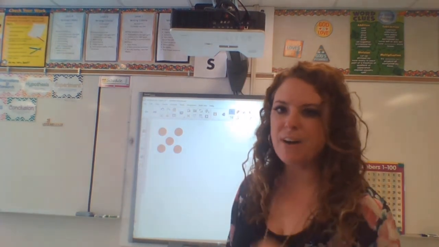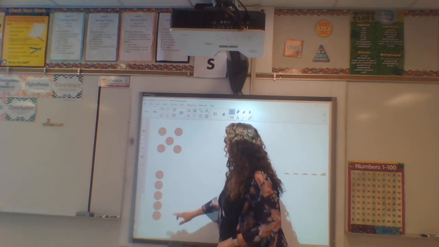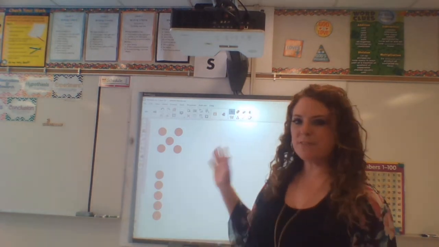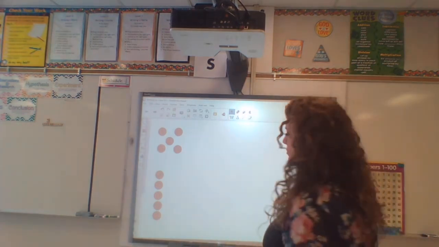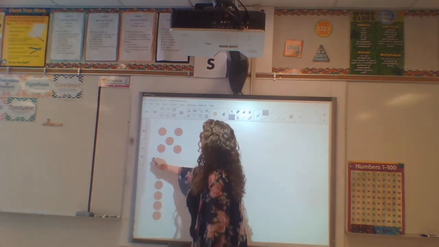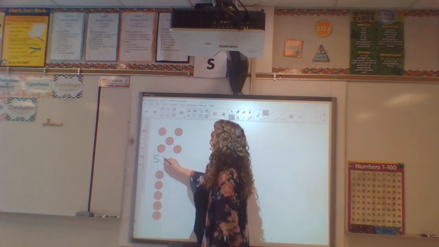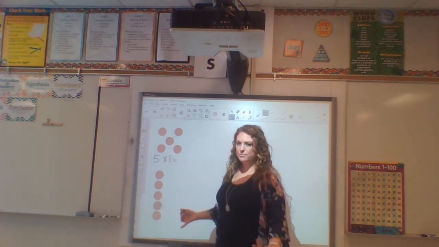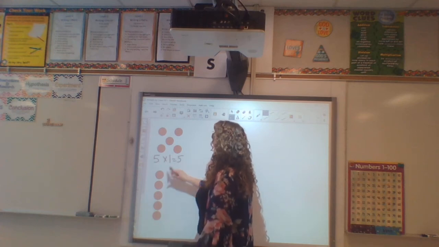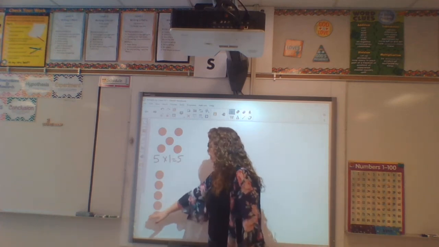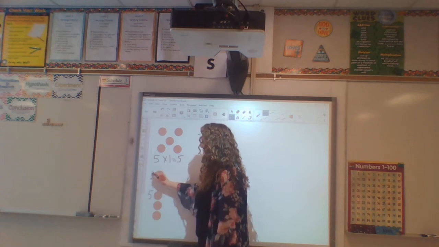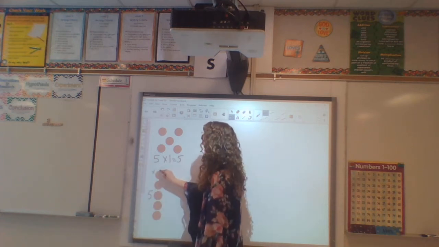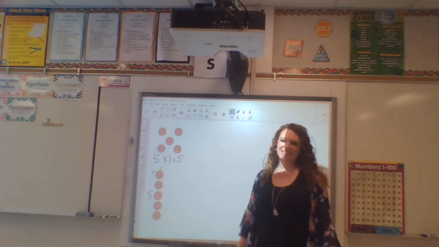Now, I also have the array to go with this one. This is one group with 5 in it. My array will look like this, where I have 5 dots, 5 rows, and 1 column of them. So I know if I have one group, my multiplication is going to look like I have 5 in each group, and I have it 1 time. What is 5 times 1? Easy. I have 5 dots. It's 5. And that goes the same for the array. I have 1, 2, 3, 4, 5 rows, times or multiplied by 1 column. 5 times 1, you can see that easily is 5.